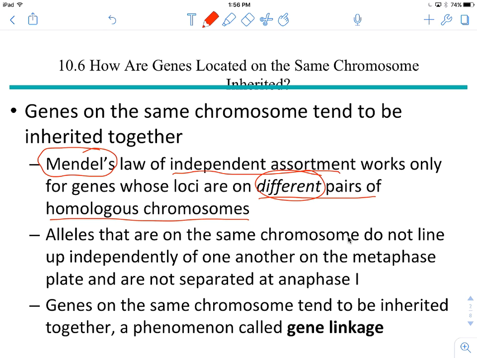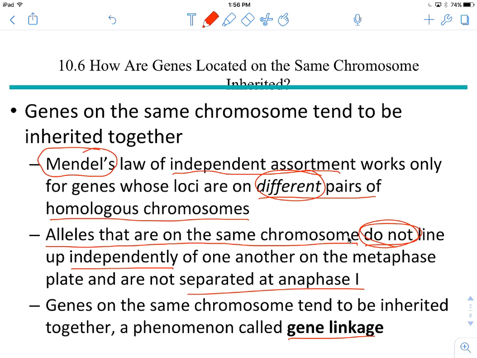Sometimes genes are on the same chromosome. Actually, a lot of the time, because there are thousands of genes on every chromosome. If you have alleles that are on the same chromosome, they do not exhibit independent assortment. They're not separated at anaphase I. So they travel together. It almost is like they are linked up. And so we call this phenomenon gene linkage. Genes on a chromosome that tend to be inherited together are called linked genes, or gene linkage.